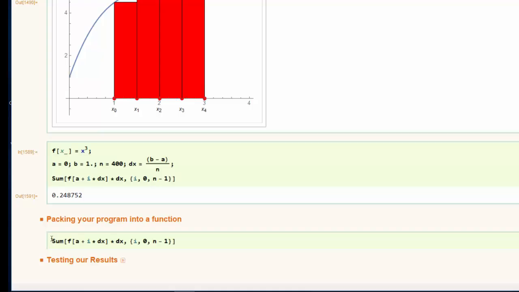What I'd like to do is define a function. I'm going to call mine left sum, L sum. And I have some inputs, and then I'm going to use a colon equal to define this. So I have to make sure I use colon equal, not just equal. And then I have to define what the inputs to my function are.